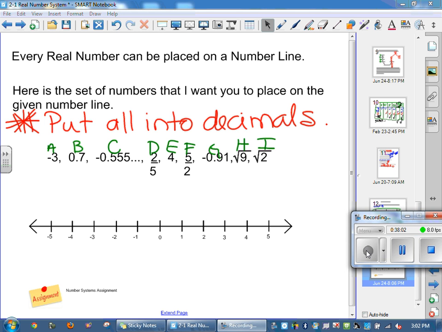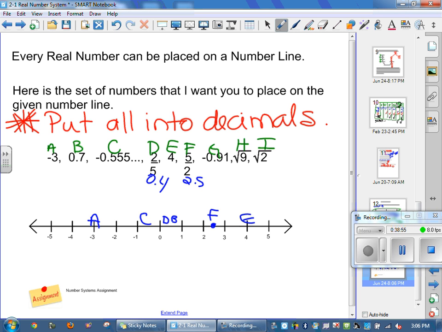0.7. B should go right in there between 0 and 1, but closer to 1. C, -0.5 repeating. It's going to be halfway between 0 and -1, but a little bit closer to -1. So C goes in there. D, 0.4. D is smaller than B, so D goes closer to the 0, because this should give you 0.4. The digit 4, letter E, should be over here. F gives us 2.5, so right in the middle, between 2 and 3, there's F. Then we've got -0.91. So letter G is going to be closer to C. It's going to be on the other side of C, so right in there, that's going to be letter G. Okay, -0.91, not quite at -1.